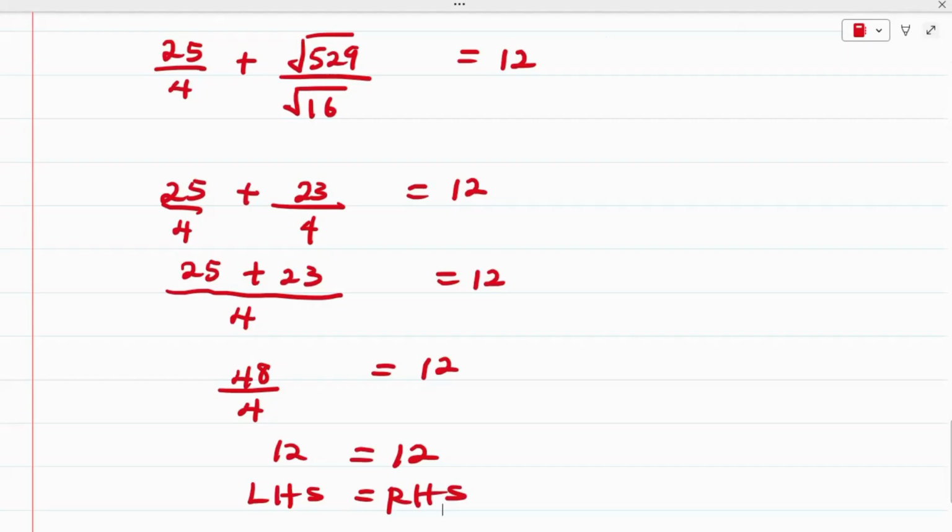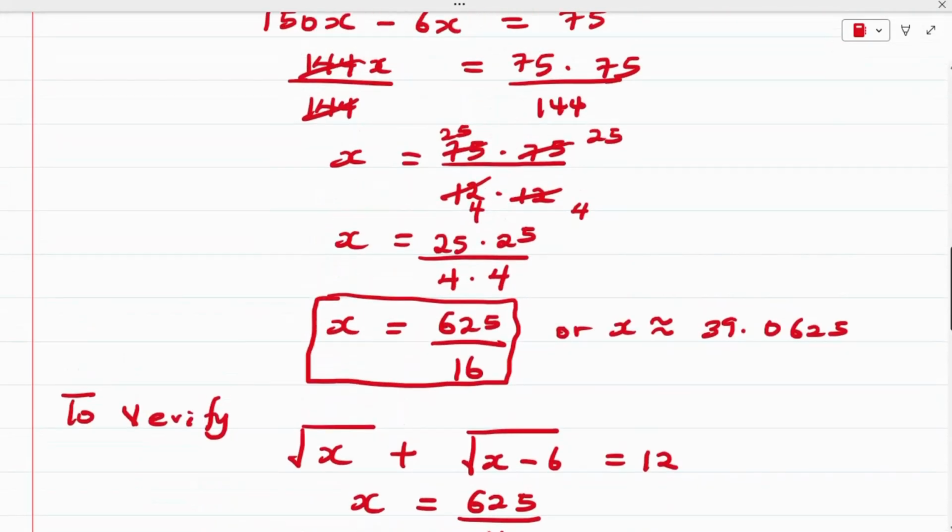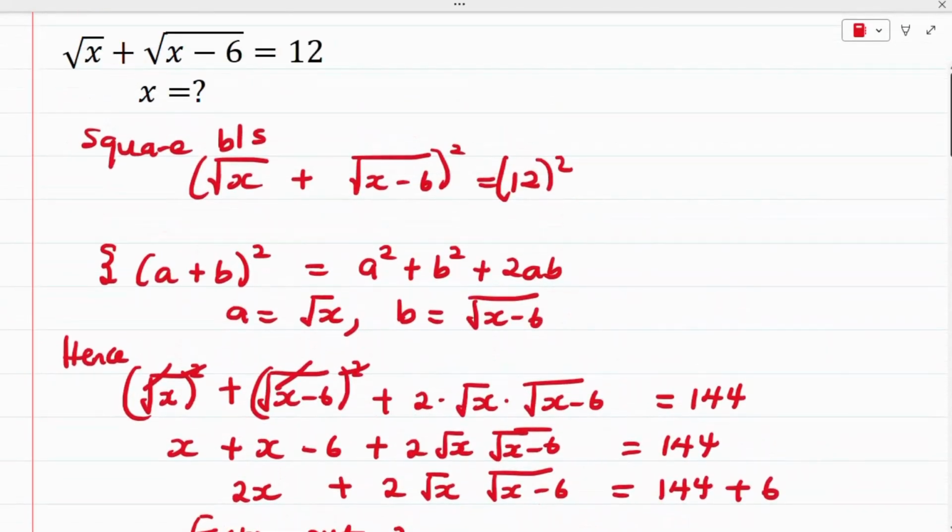So right here, guys, we have been able to solve this ninth algebra math simplification problem, and we have been able to find the value of x. So right here we see that the value of x is equals to 625 over 16, and this becomes the final answer.